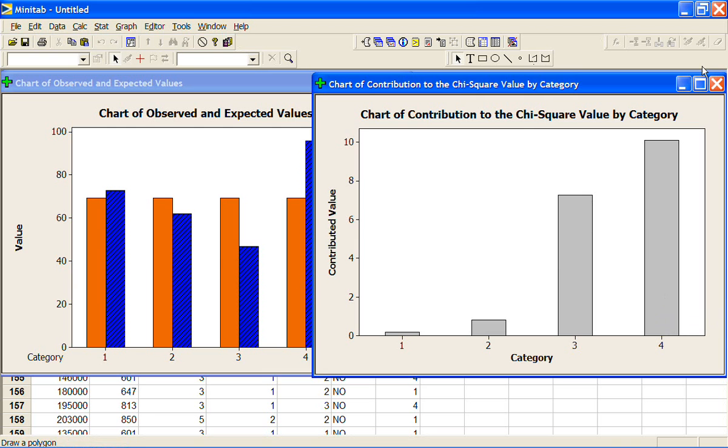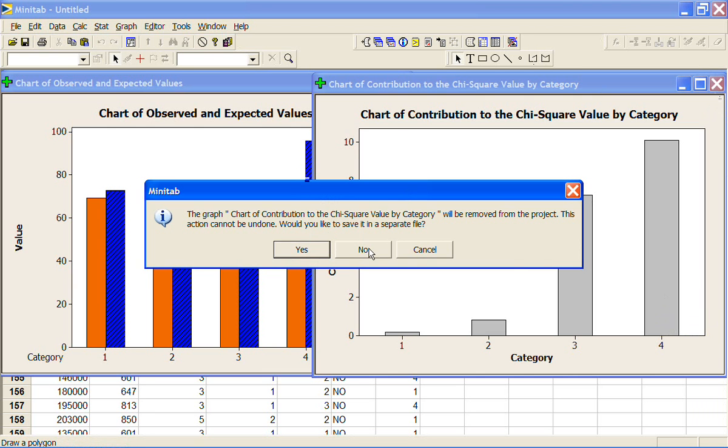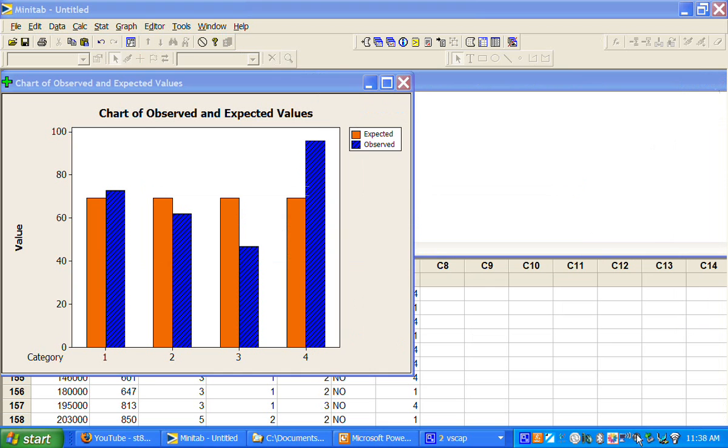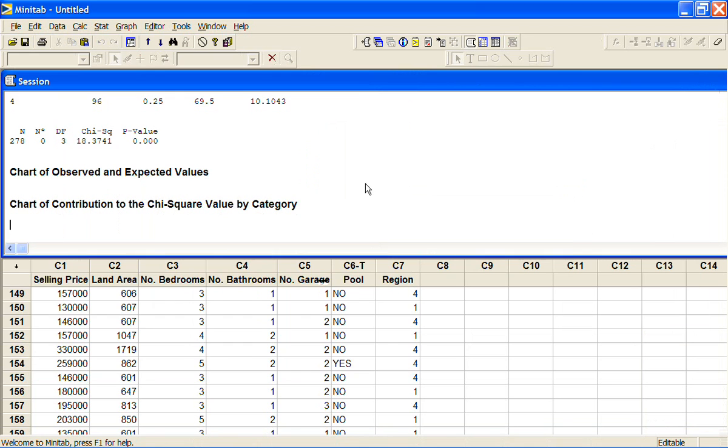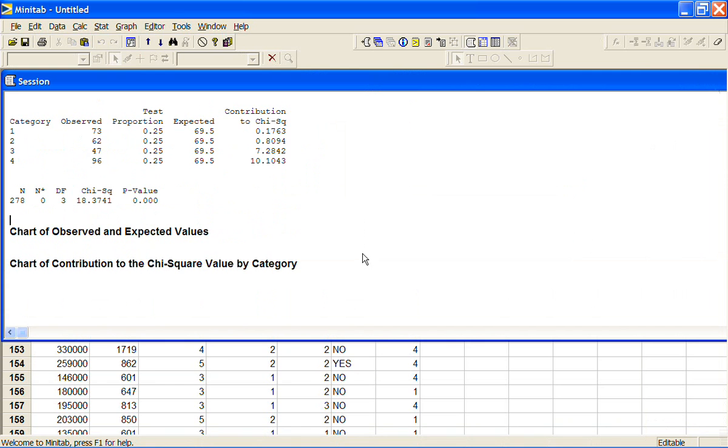If I close these off, close that off, and here we can look at the actual test. These are the observed counts, the expected counts, and the proportion that this was out of the total, 0.25 or a quarter, and the contribution to the test statistic. So this is all the information that was on the graphs. N is 278 observations, 3 degrees of freedom, because we had 4 categories, 4 minus 1. Here's our chi-square test statistic, and here's our p-value.